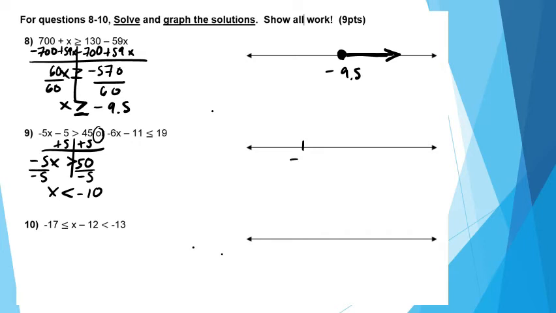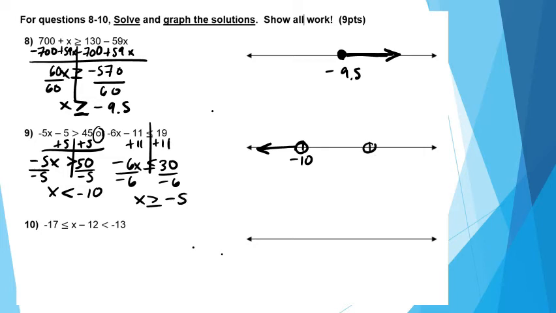So I'm going to note where -10 is. X is less than -10. So this is an open circle going to the left. And then the second part of my inequality, I'm going to add 11 to each side. So I have -6x is less than or equal to 30. Divide by -6. I'm going to flip my inequality again. X is greater than or equal to -5. So I'm going to mark in -5. Now it's greater than or equal to, so this is a closed dot, and it is pointing to the right.